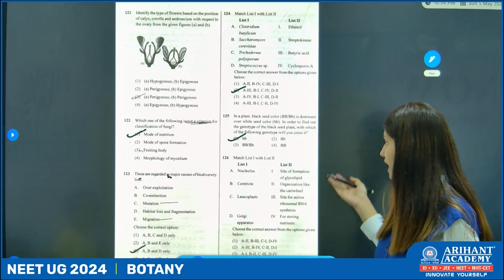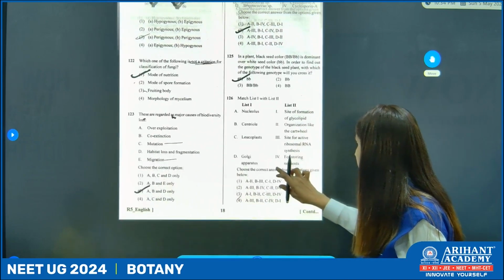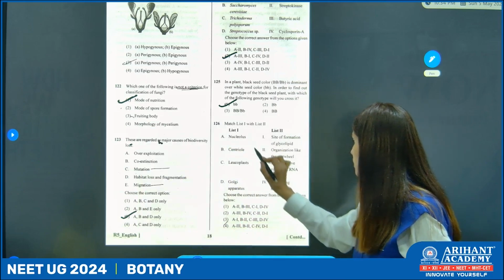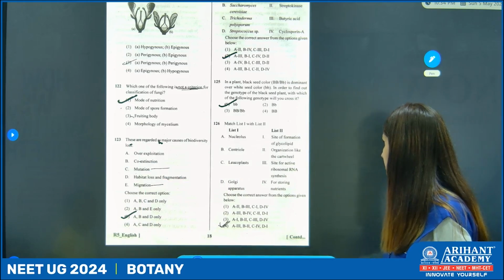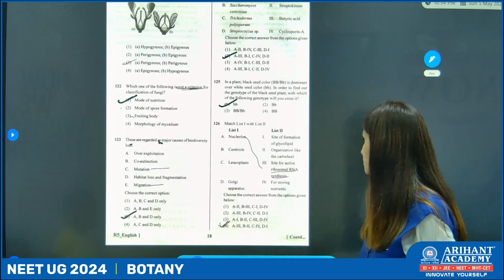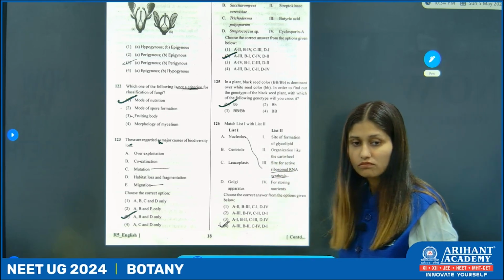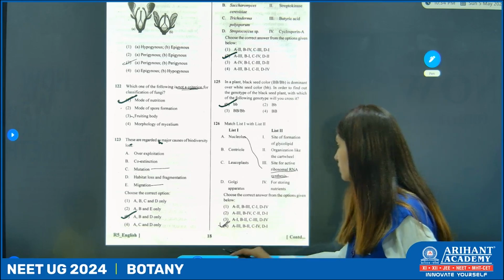Match the list 1 and list 2. One more match the following question. So, answer for this question would be, when you match this, you will get option number 4 as the right answer, because nucleolus is the site for ribosomal synthesis. This is one of the, you can say, clues from which you will get the answer. Okay, next question.